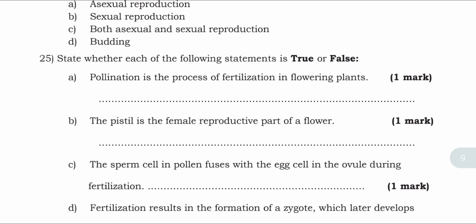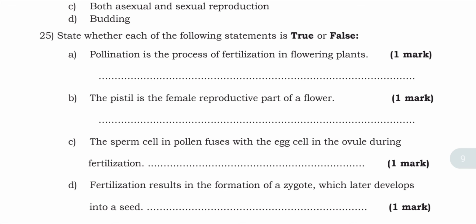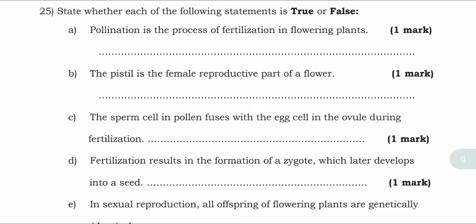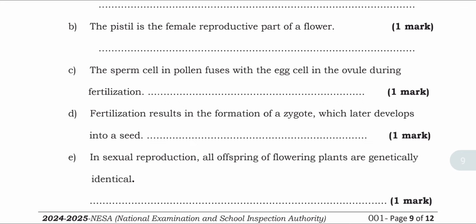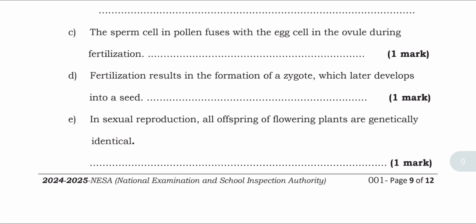Pollination is the process of fertilization in flowering plants. The pistil is the female reproductive part of a plant. C. The sperm cell in pollen fuses with the egg cell in the ovary during fertilization. Fertilization results in the formation of a zygote, which later develops into a seed. Okay, that is correct. In sexual reproduction, all offspring of flowering plants are genetically identical. So I have to choose the best answer.